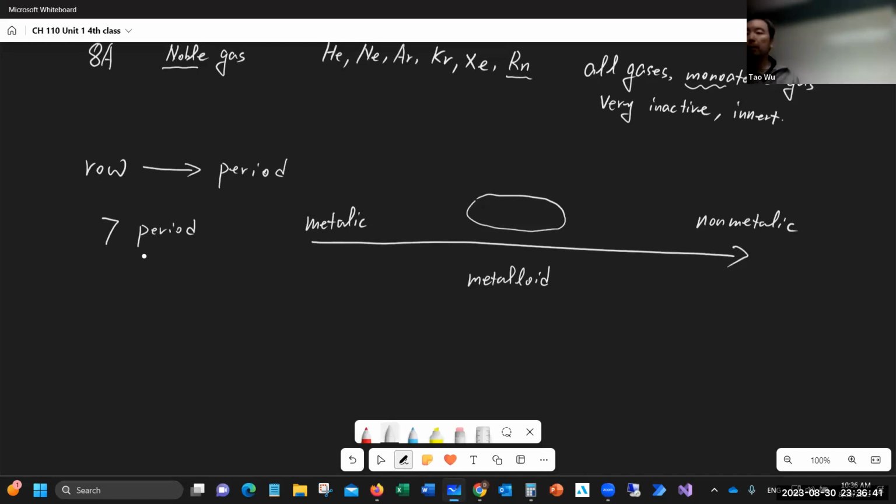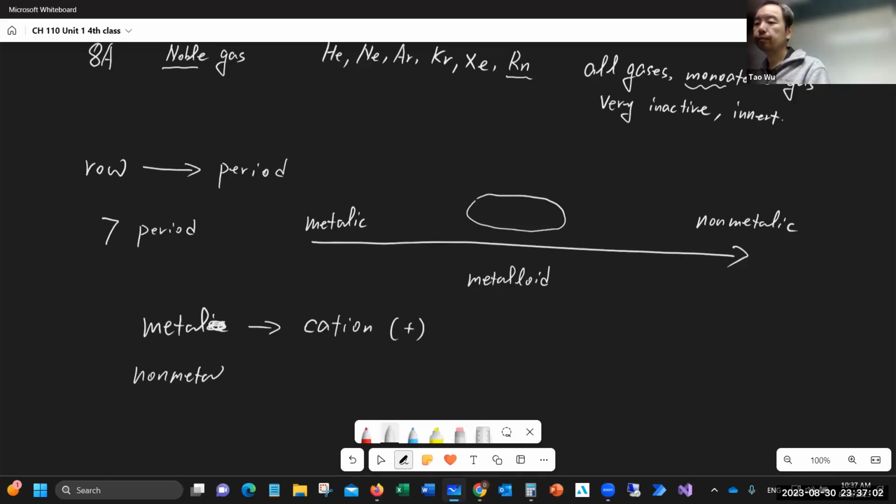And also, if a metal becomes an ion, it always becomes a cation, which means a positive charge. Non-metals, in most cases, become an anion, which has a negative charge. But it's not certain for the metalloid. The metalloid sometimes can be positive, sometimes negative. So those are the differences between metal, non-metal, and the metalloid.